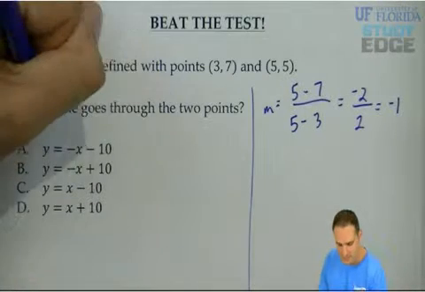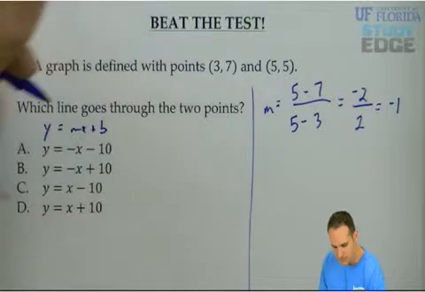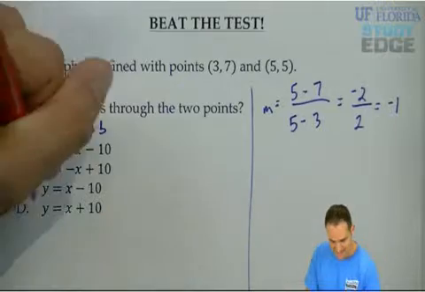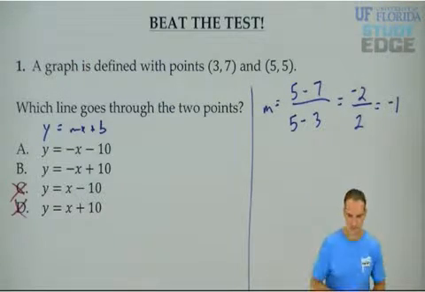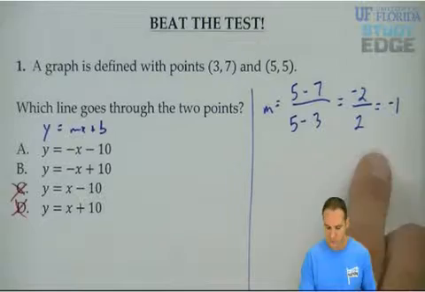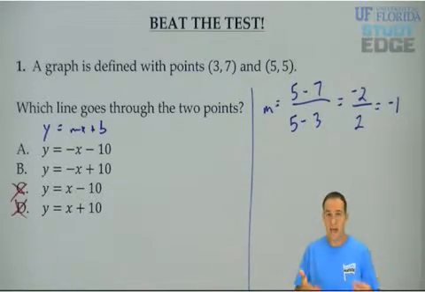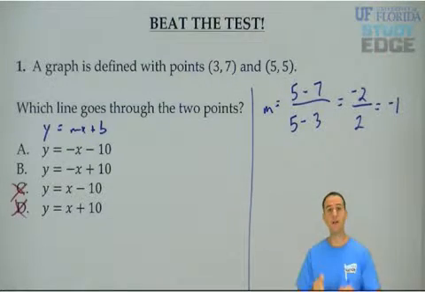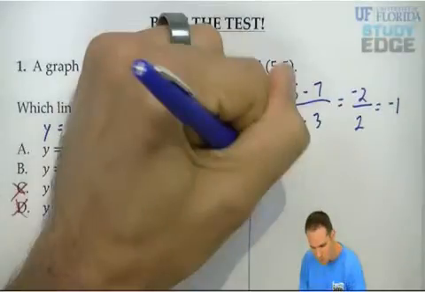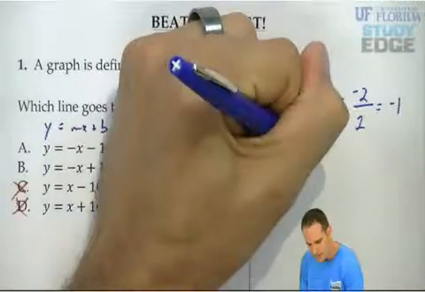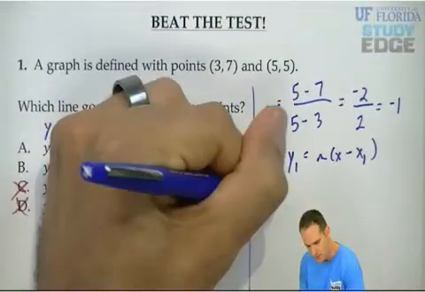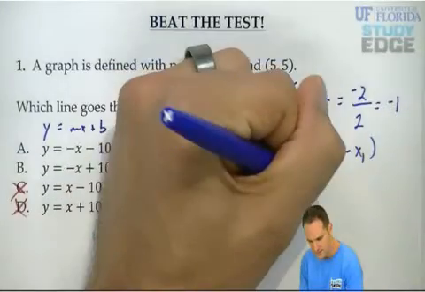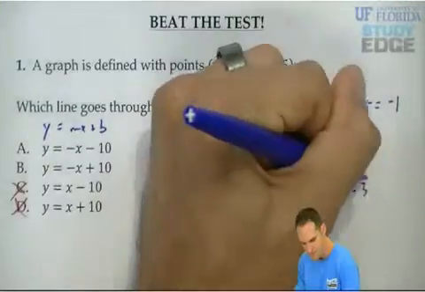Notice that all these answers are in slope-intercept form, which means the slope has got to be negative 1, which also means C and D are out. Once we have a slope, we can take the slope and either point, and I'm going to start with point-slope form. But if you want to try a different form, go for it, and we should still get the same answer. y minus my y coordinate equals m times x minus my x coordinate. y minus, we'll use the first one, 7 equals m times x minus 3.